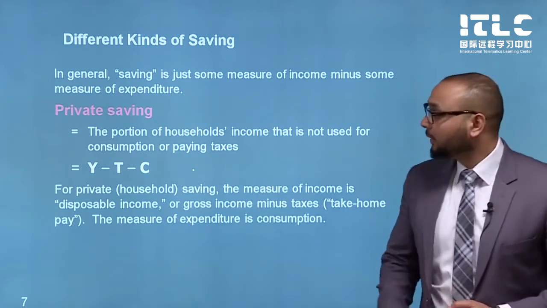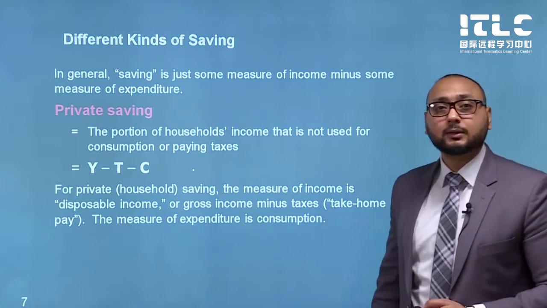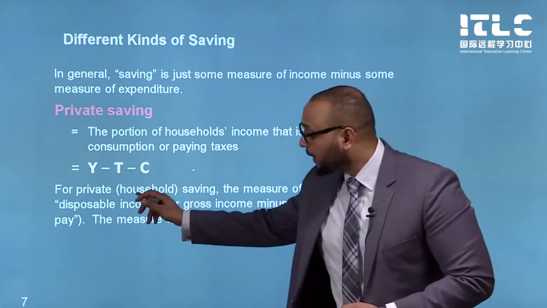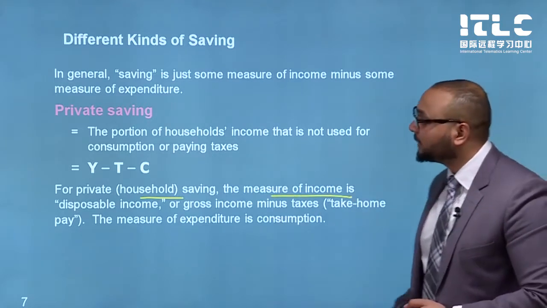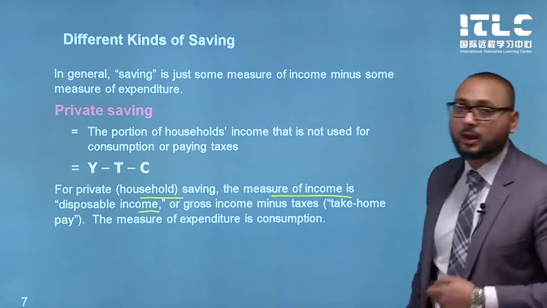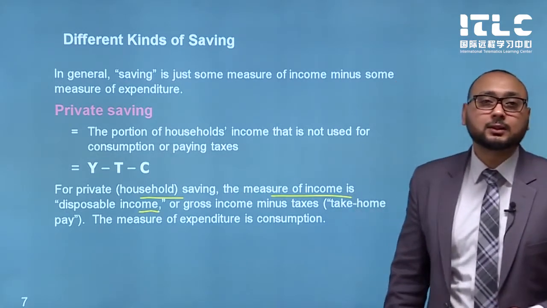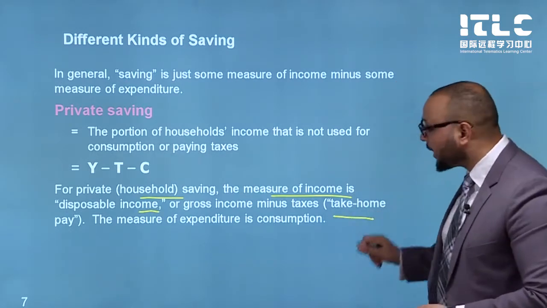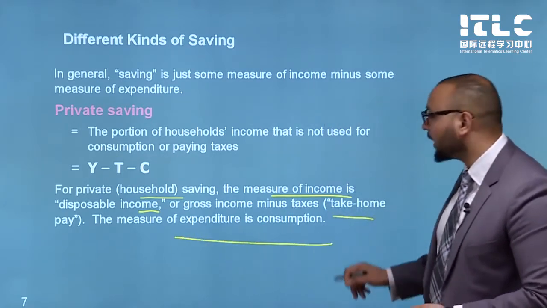And what is the explanation of this private savings? For private household savings, the measure of income is basically disposable income that we already discussed, or gross income minus taxes, which means take-home pay. So the measurement of expenditure is basically consumption.